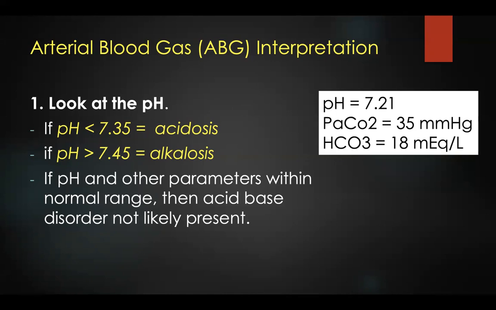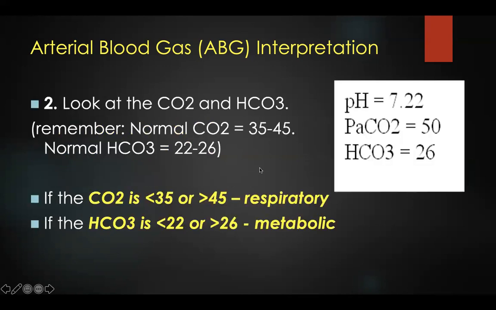But first, to determine if it's acidosis or alkalosis, we check the pH. For this one, the pH is 7.50. Since the level is more than 7.45, this is alkalotic. Second, look at the CO2 and the bicarbonate levels. Remember that the normal CO2 is 35 to 45 and the normal bicarbonate is 22 to 26. If the CO2 is less than 35 or more than 45, that is respiratory. If the bicarbonate is less than 22 or more than 26, that is metabolic. If the derangement is in the carbon dioxide, that is most likely respiratory. If the derangement is in the bicarbonate, it is most likely metabolic.